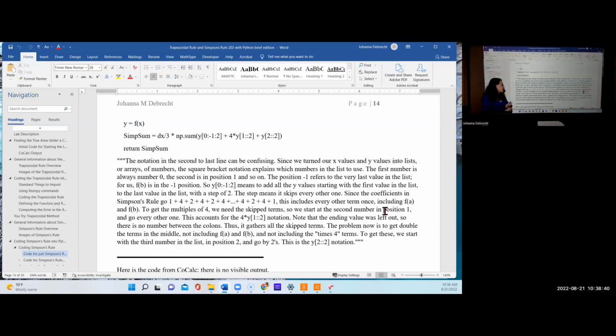Notice that the ending value was left out, so there's no number in between the colons, and that gathers all those skip terms. So this generates the list of values that we need for the y value of the approximation using Simpson's rule.